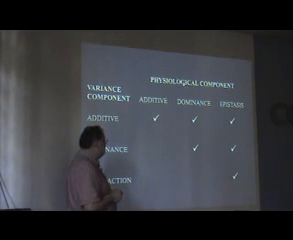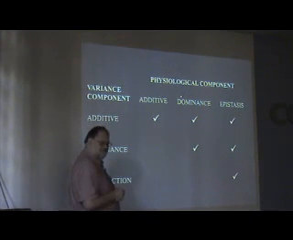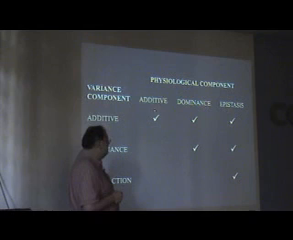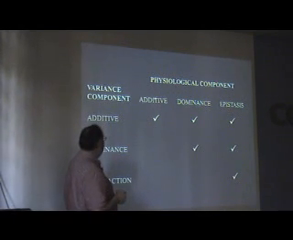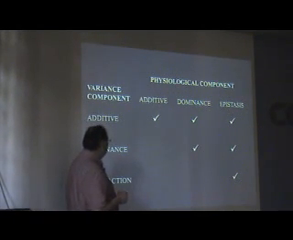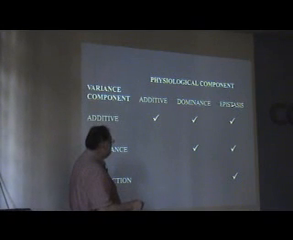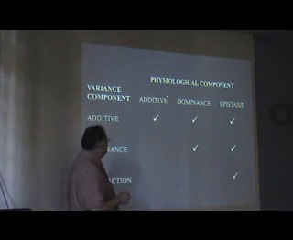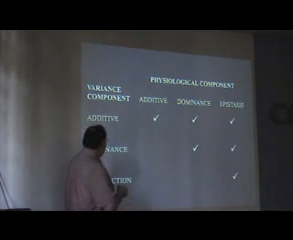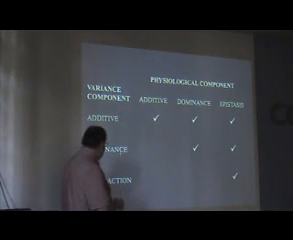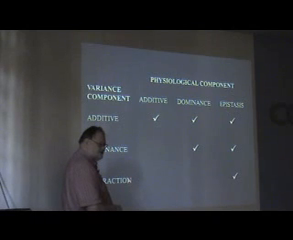If you can remember this slide, at this point, it would be the main one. So we have the physiological component. These are the genotypic values for additive, dominance, and epistasis. And over here are the variances, the additive, dominant, and interaction variances.